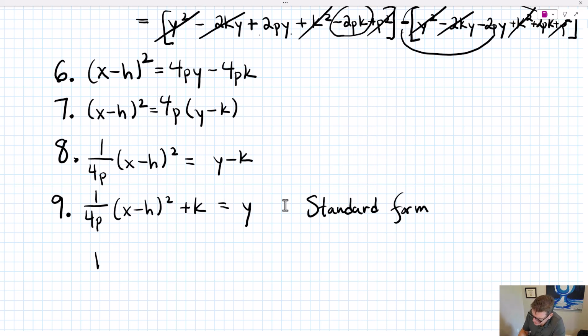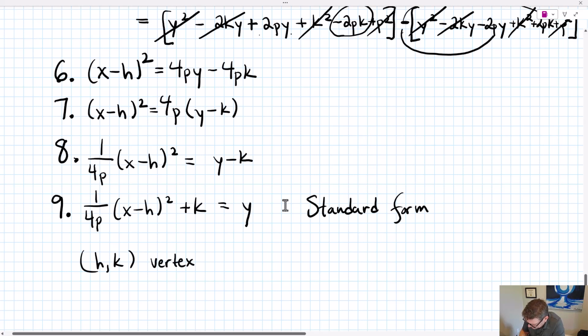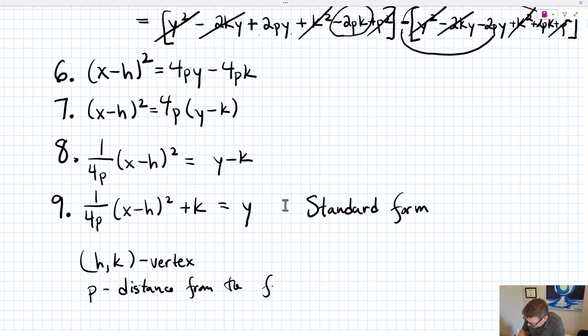What we're going to get here is that h, k, that's the vertex. And that'll be very important for us as we graph. And p is the distance from the focus to the vertex. And that'll be our distance from the focus to the vertex. Remember, as p increases, we widen out. So we widen out the size of our parabola. So when p gets bigger, we have a wider parabola.